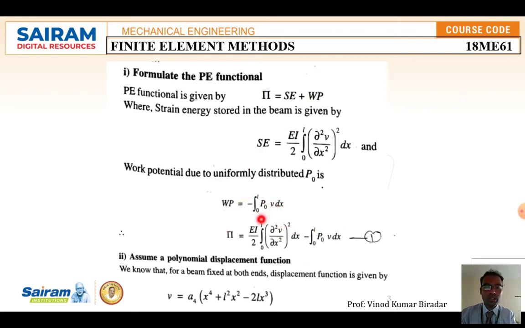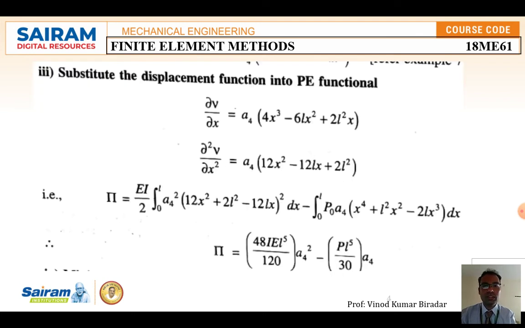Okay, so here del square v by del x square will be there. We should calculate this value. How to calculate this value? We know the polynomial function for a beam with both ends fixed, which is equal to like this. From this equation you have to calculate del v by del x, del square v by del x square. Substitute this in the potential energy function. Again you have to integrate this. We are going to get pi is equal to like this equation.